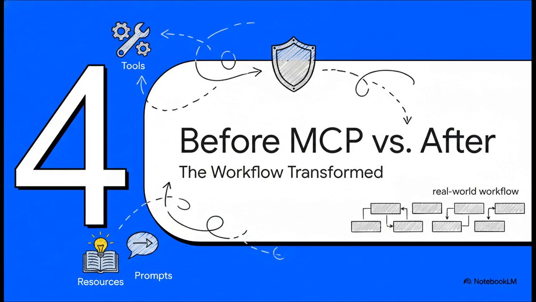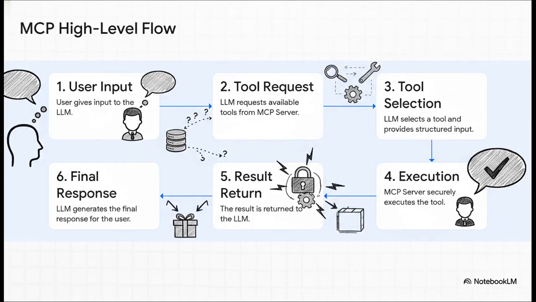Now let's put it all together and really see the difference this makes. Let's look at a before and after. Okay, check out how clean this flow is. First, you, the user, ask the AI for something. The LLM figures out it needs to do something, so it turns to the MCP server and asks, hey, what tools do I have? The server shows it the menu of approved actions. The LLM then picks the right tool, fills out the necessary info, and hands the request back to the server. The server does the actual work securely and then hands the result back to the LLM. Finally, the LLM uses that result to give you your final answer. See? It's like a perfectly choreographed, super secure conversation.